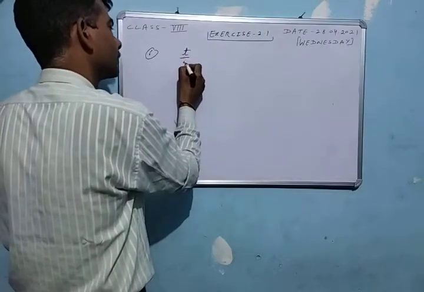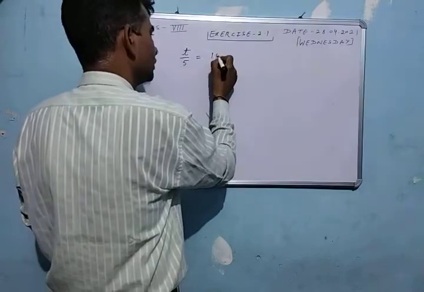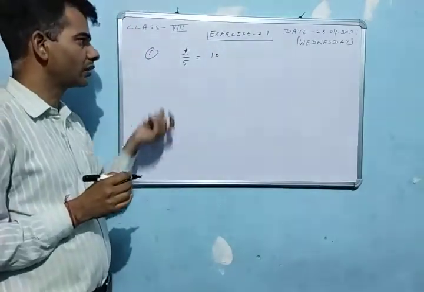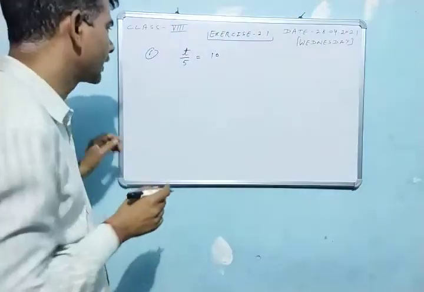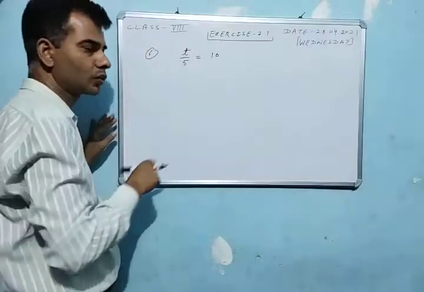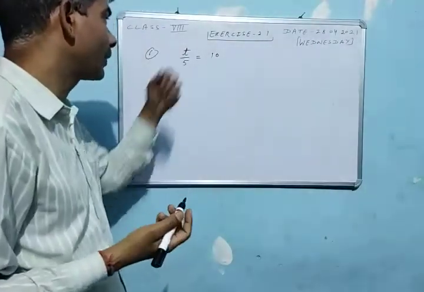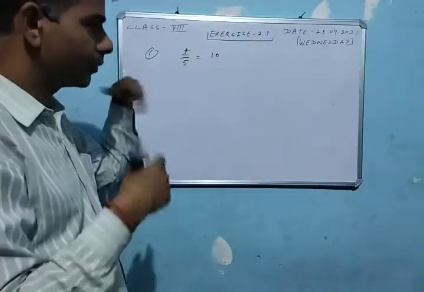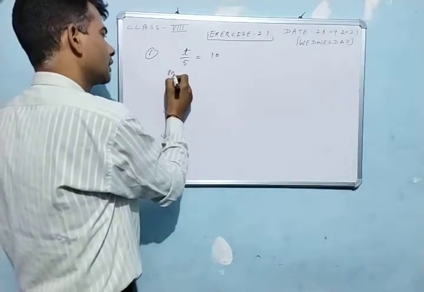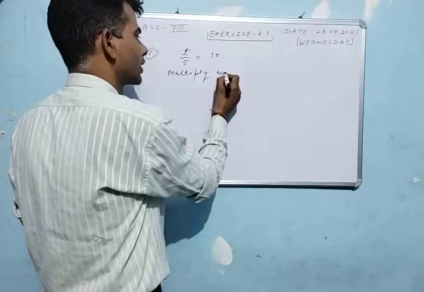T by 5 is equal to 10. Now student, here the variable is t. We have to find out the value of t. T is divided by 5. Then how can I do it? If it is divided, multiply. Multiply both sides by 5.